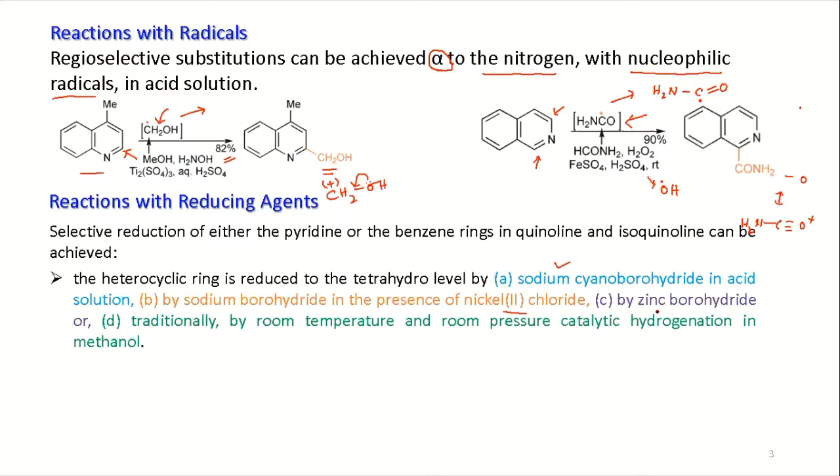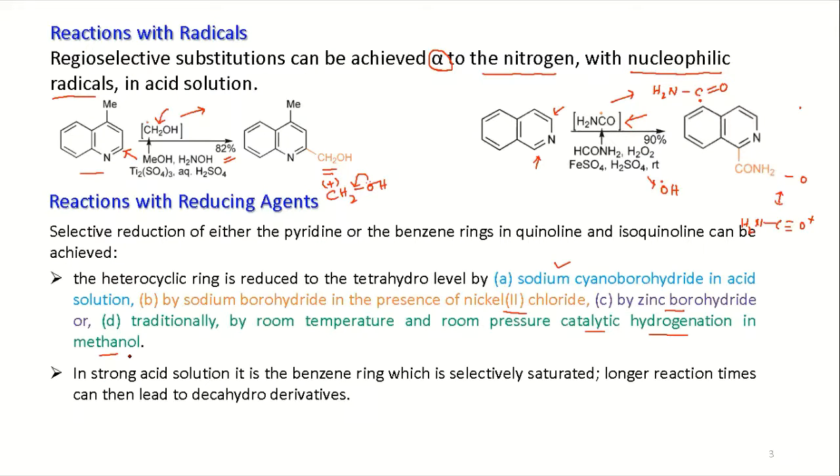Third is zinc borohydride. Zinc borohydride itself is found to be sufficient to reduce the pyridine ring. Traditionally, at room temperature and pressure, catalytic hydrogenation in methanol can also be done, like platinum or palladium with hydrogen under methanolic conditions. That can also be utilized to reduce the pyridine ring.